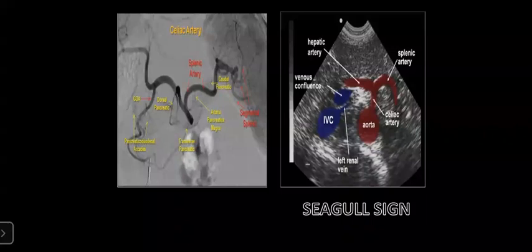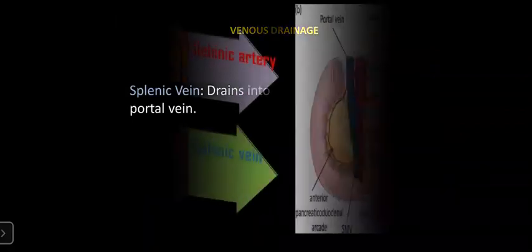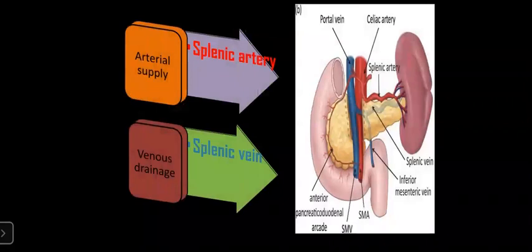We have here the aorta branch of the celiac trunk that gives the splenic artery and hepatic artery to form the seagull sign of the celiac trunk. Venous drainage: the splenic vein drains into the portal vein. So the blood supply: the arterial from the splenic artery and the venous drainage from the splenic vein.